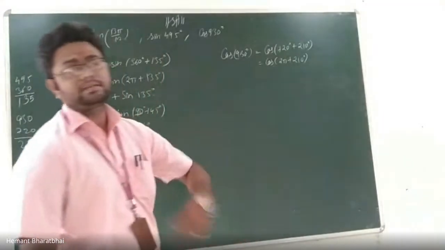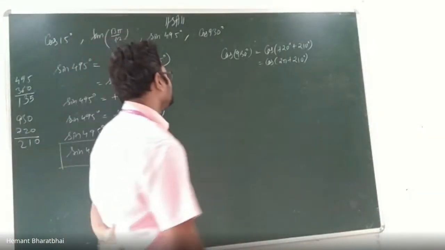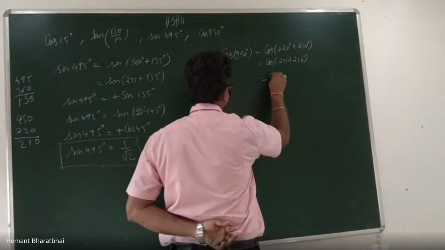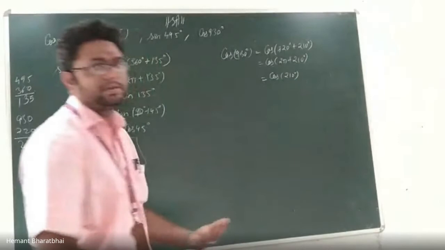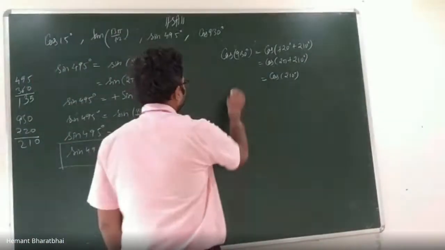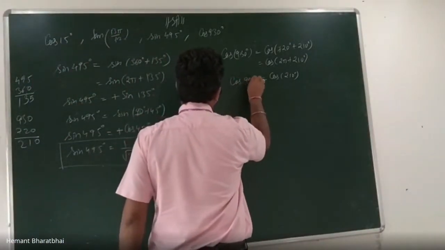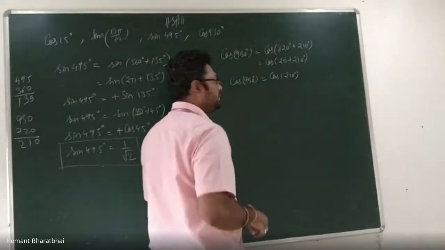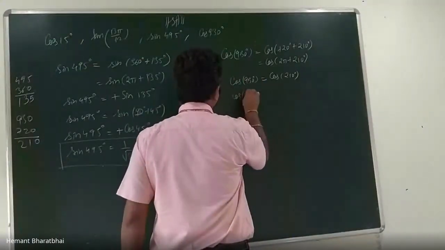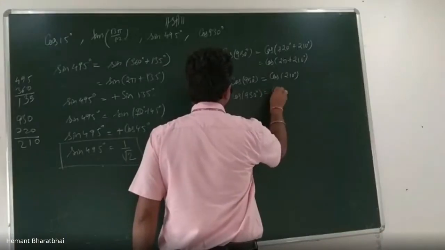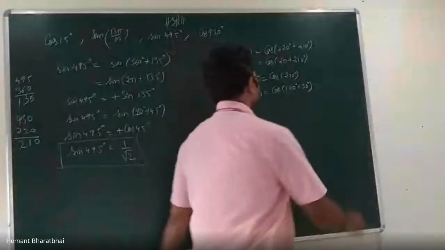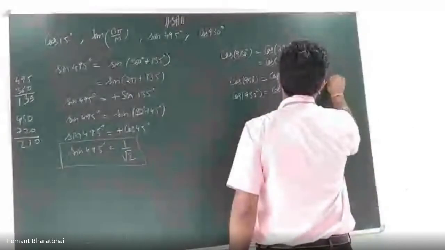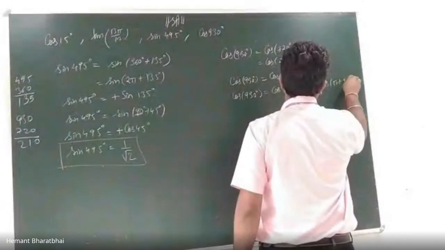So 2 pi plus theta brings me to the first quadrant, and in the first quadrant all are positive, so I get positive cos of 210 degrees. Why? Because whenever it is pi plus or minus theta, the ratio remains the same. So I get cos of 930 degrees is nothing but equal to cos of 210 degrees. Further, it can be written as cos of 180 plus 30 degrees. 180 is nothing but pi, so this will become cos of pi plus 30 degrees.